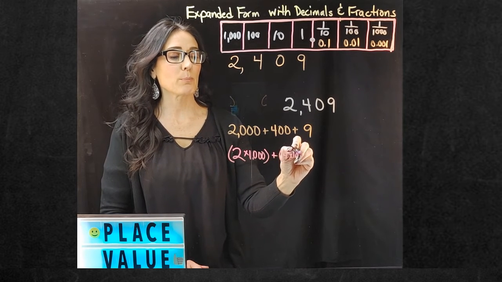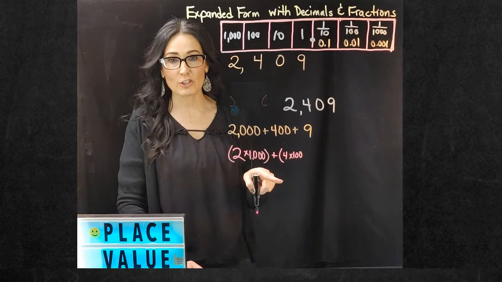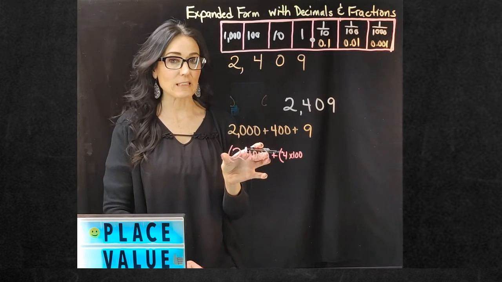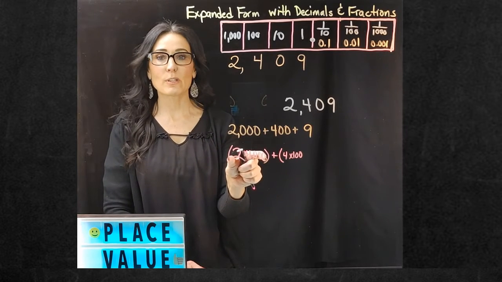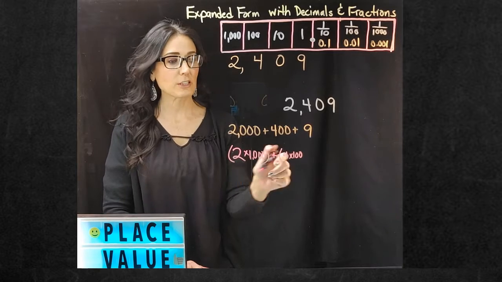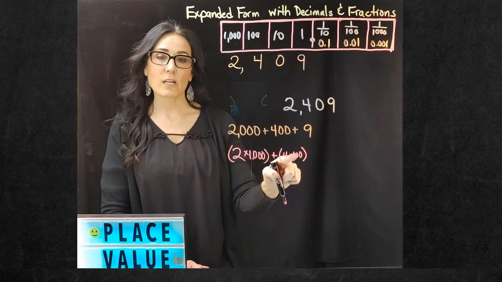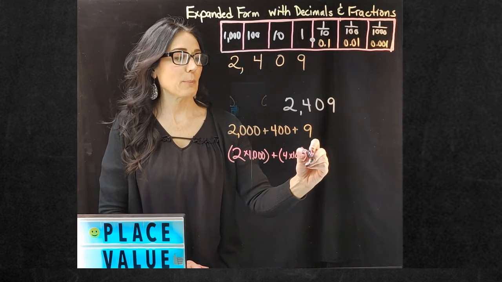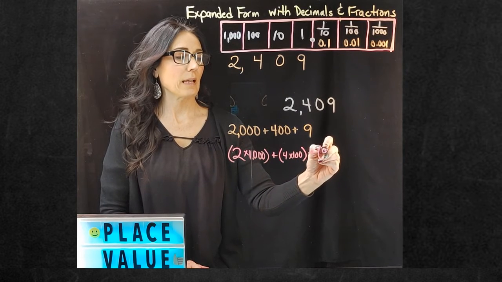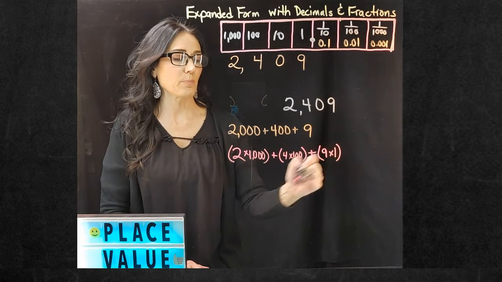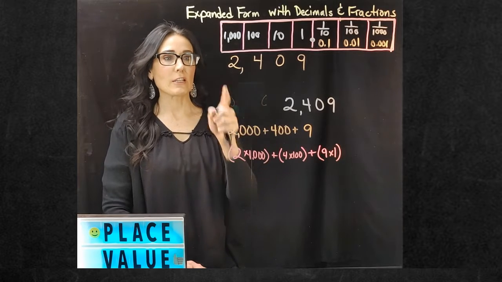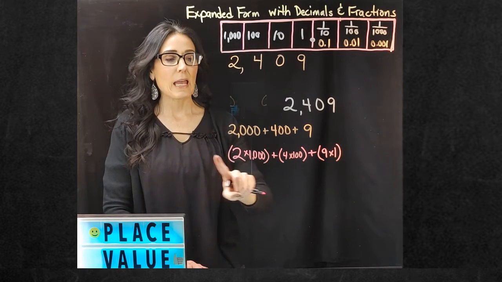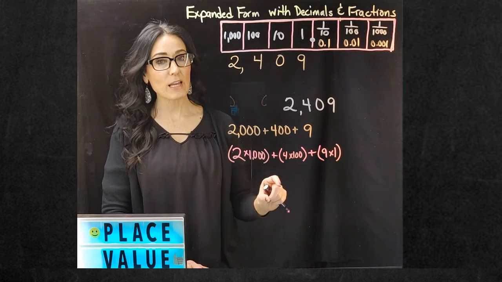Now, since I'm using both multiplication and addition for this problem, I'm putting my multiplication in parentheses. That way it shows that 2 times 1,000 should be solved first. Then you would solve 4 times 100, and then we have 9 ones. So we would say plus 9 times 1. So what I've done here is I've taken 2 times 1,000, 4 times 100, 9 times 1, and that is how you show the powers of 10 method.